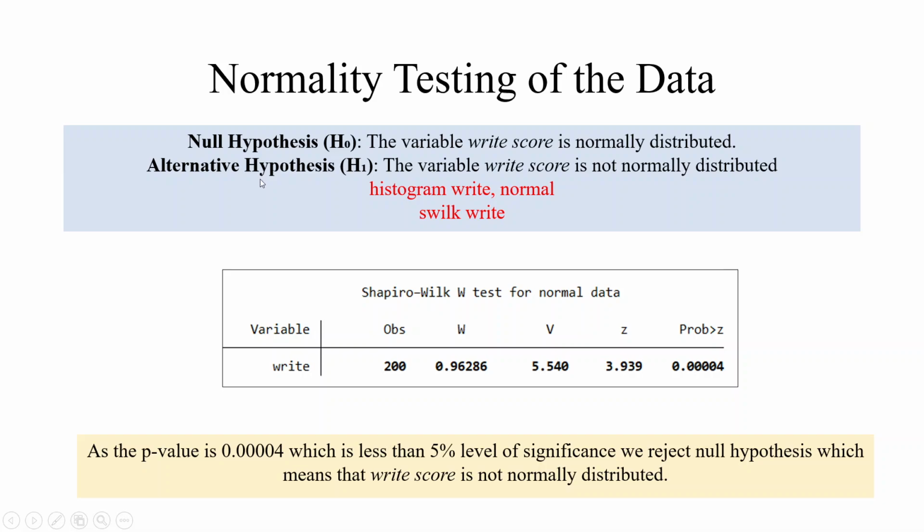Now we will check the assumption of normality. The null hypothesis for this is the variable write score is normally distributed. Alternative is the variable write score is not normally distributed. The command line is histogram write, comma, normal, and then we will do the formal testing with the help of the Shapiro-Wilk test for the write variable.